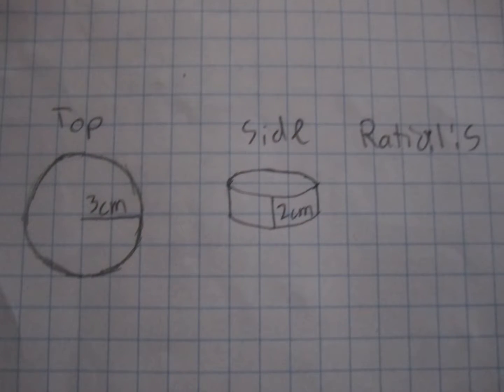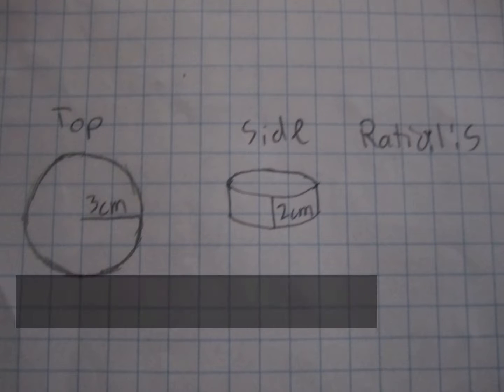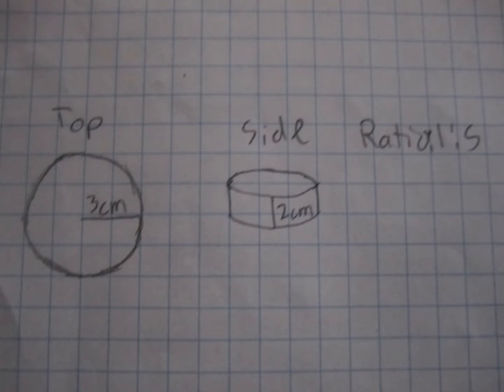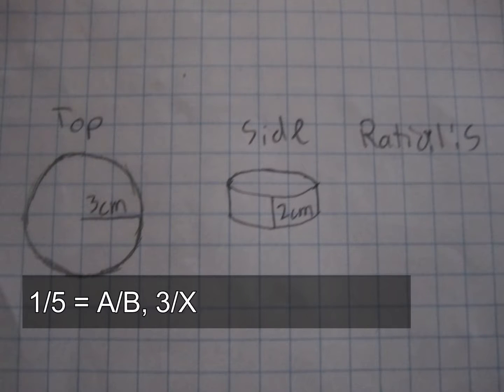Well, first, we have to remember the cross products property, which states that in a proportion, A over B equals C over D. It also says that B and D can't be equal to 0, and therefore AD equals BC. So we see that the ratio for the model to the actual cake is 1 over 5. This means that 1 over 5 is our A over B. To find C over D, we simply have to plug in our measurements.